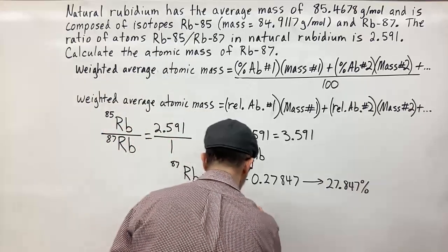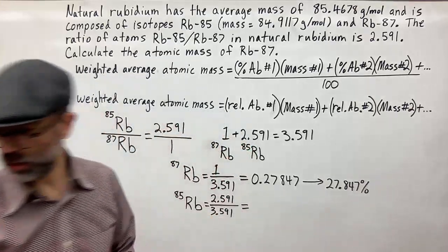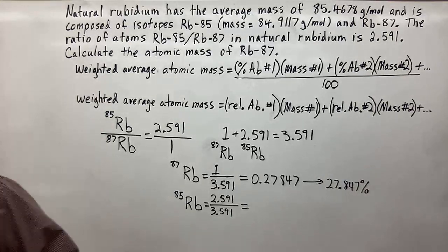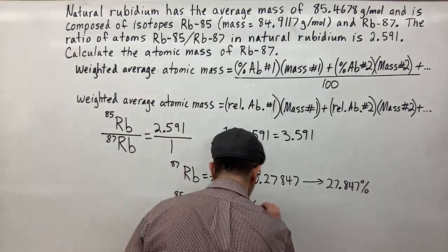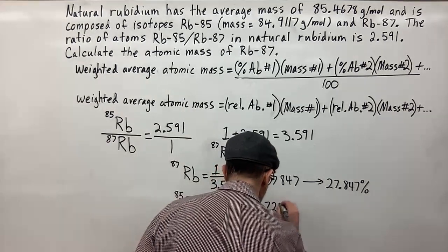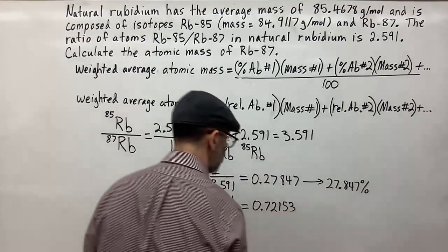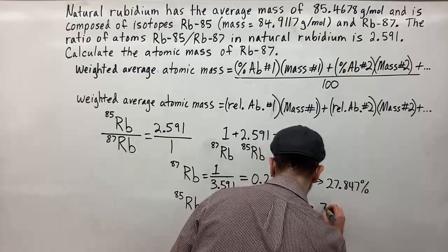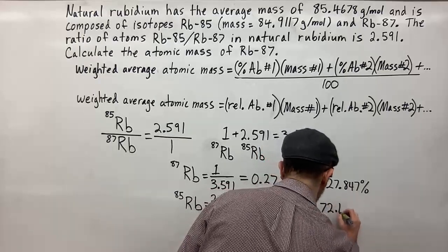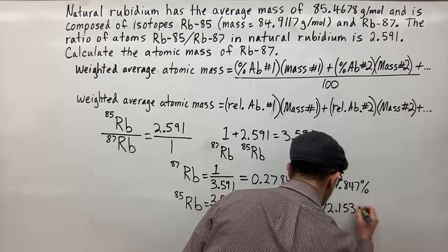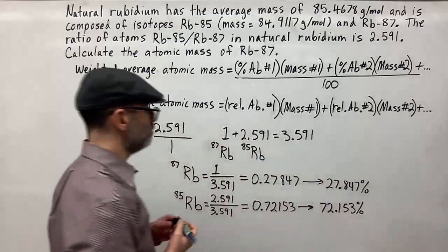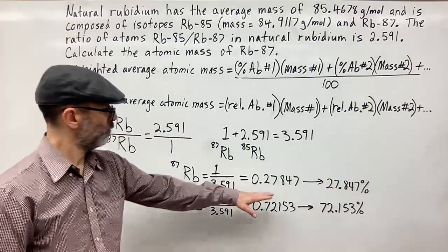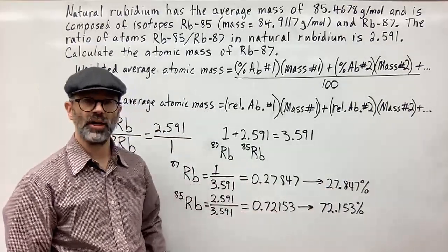So here, when I multiply this out, I should get 0.72153. And again, if I multiply this by 100, I'm going to get 72.153%. If you add these together, you get 100%. If you add these together, you get 1.